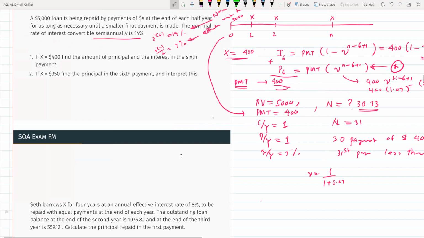If payment is 350, find the principal in the sixth payment and interpret this. So if payment is 350, let's see what's going to happen. Now the same thing, but here I'm going to enter 350. And first I need to find how many years it's going to take to pay off this loan.